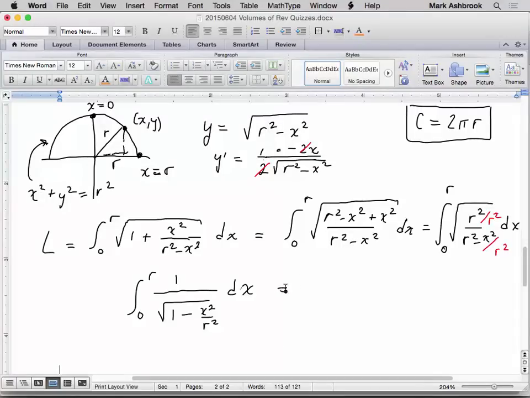Okay, so then we're one step away here from something we should recognize. 1 over the square root of 1 minus quantity x over r squared. Who knows their derivatives? What is it? The arc sine. This is arc sine, right? Arc sine is 1 over the square root of 1 minus argument squared. So what we have is the arc sine of x over r.